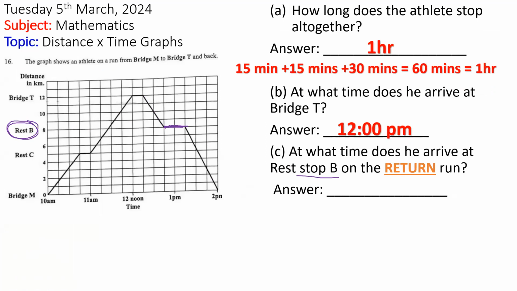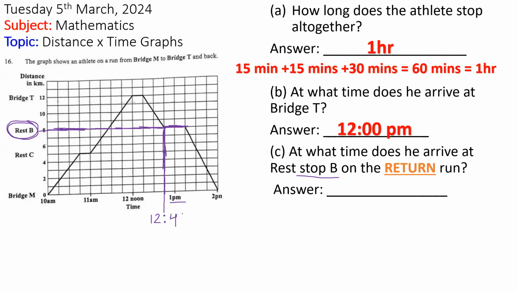So right here is what they're asking us. If we go over, we will see the time that he arrived. This is rest B, and let's go down right here. This is the time that he arrived. Notice that this one is 1 p.m., so this one is going to be what? That would be 12:45. Very good. 12:45.